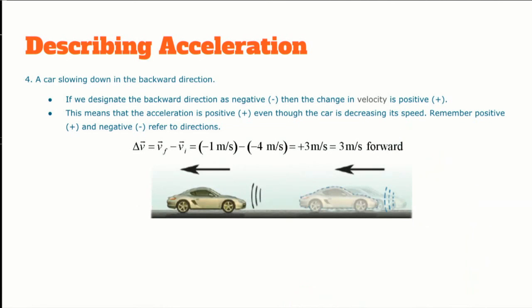Let's imagine you were going backwards and you wanted to eventually stop and go forwards. You just didn't want to drive backwards all the way to work. So you're going backwards, you put your foot on the brake and you start to slow down going backwards. Means that your velocity is backwards, but now you're accelerating forwards, which is kind of hard to comprehend.